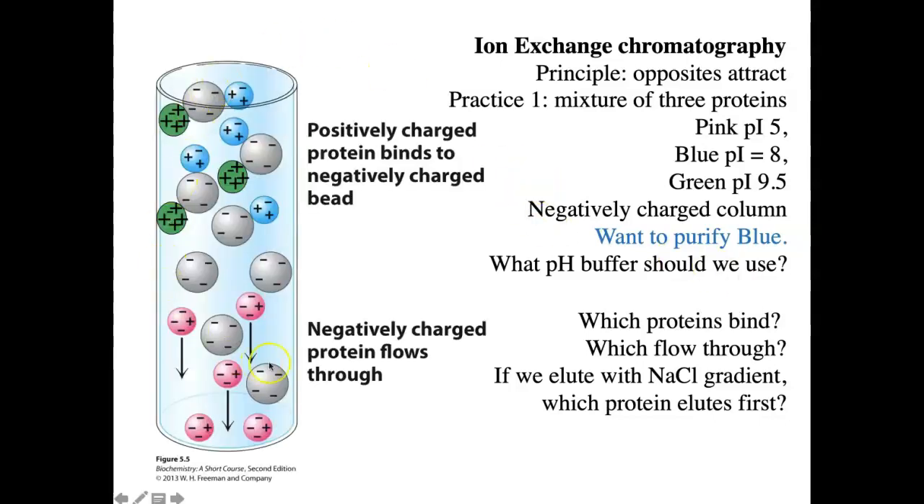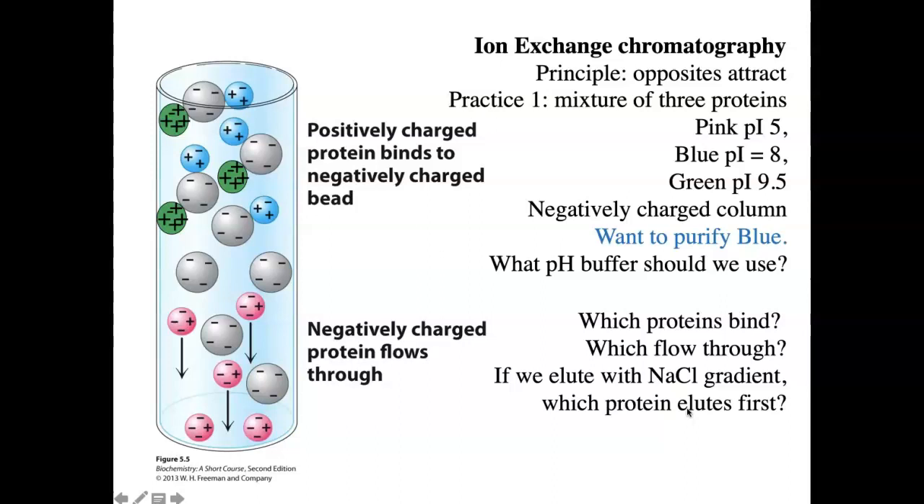And you can be thinking back about the column we saw earlier, right? So the pink protein at pH 7 will be at a pH above the pI, so deprotonated compared to the net charge of 0. So the pink protein will have a net negative charge and flow right through, right? Whereas blue and green will have a net positive charge and bind. If we elute with a salt gradient, which protein will come off first?